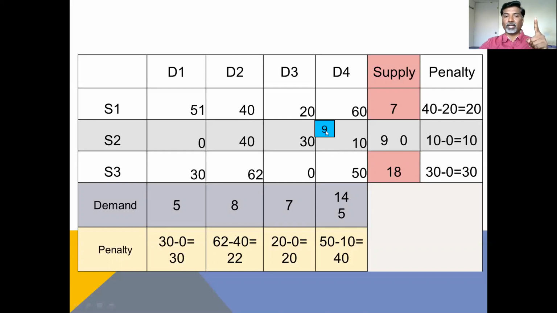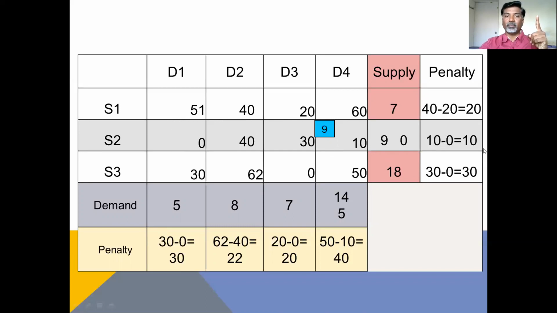When I allocate 9 units to this particular cell, the supply becomes 9 minus 9, which is 0, and the demand becomes 14 minus 9, which is 5. So the supply becomes 0. Now we have to ignore this row because all its supply is finished, so we treat its penalty value as a dash. For the remaining cells, we have to calculate penalty values again, ignoring this row.